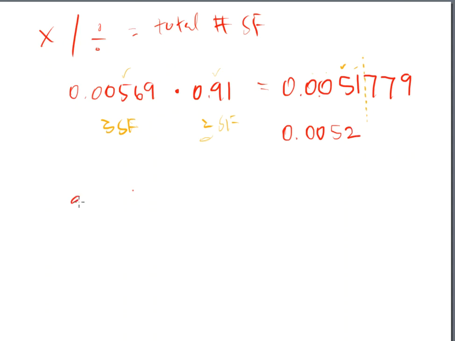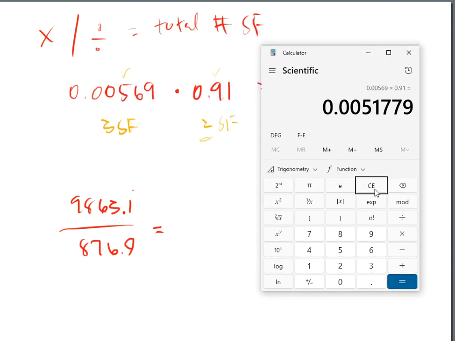Not a big deal. So let's do 9863.1, and then let's divide that by 876.9. All right. Again, basic rules of math don't change. Use your calculator and key in those values just as they are written on a sheet of paper. So 9863.1, and then we're going to divide by 876.9. And then I hit enter, and there's my number.